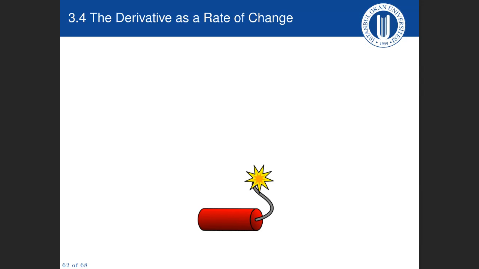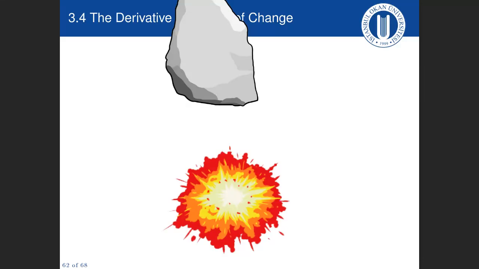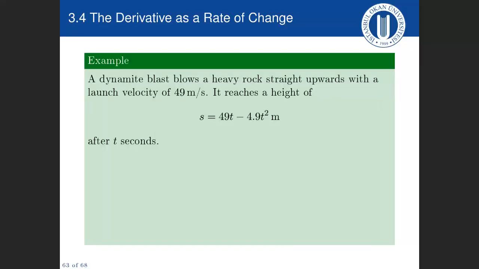My next example involves a stick of dynamite and a rock and an explosion. A dynamite blast blows a heavy rock straight upwards with a launch velocity of 49 meters per second. It reaches a height of s equal to 49t minus 4.9t squared meters after t seconds.